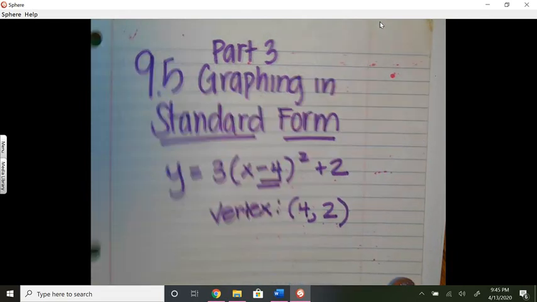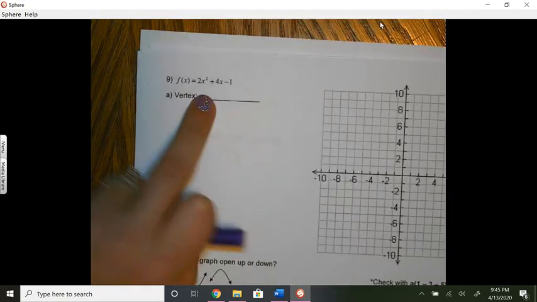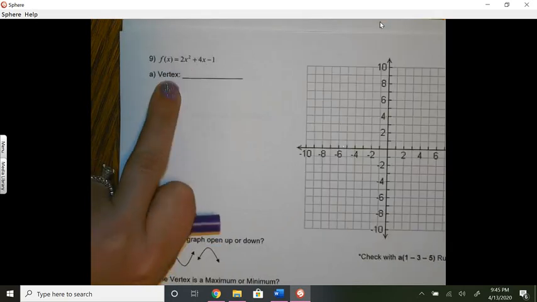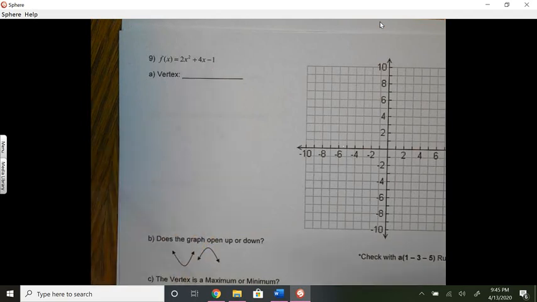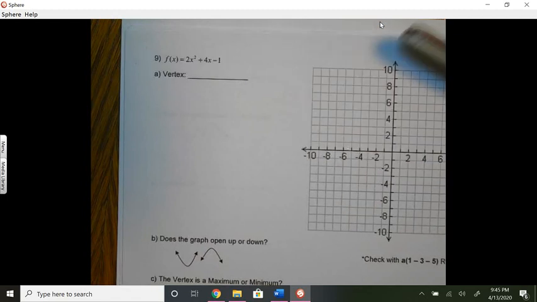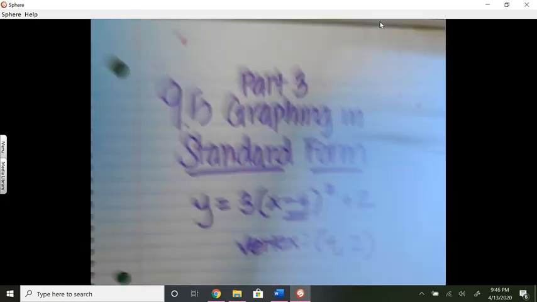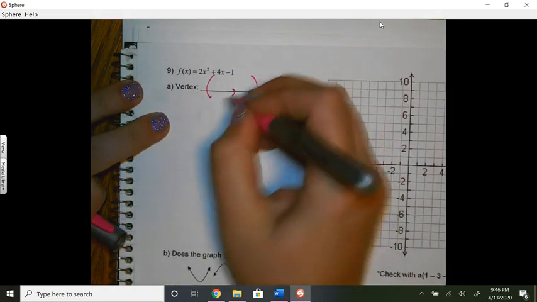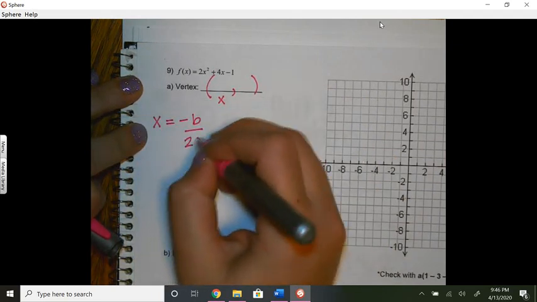However, if we take a look at our problem in our notes, that is not the form that we are given today. So if we want to find the vertex, we can't just look at it and know in 2 seconds. So to find the vertex here, we are going to need our vertex formula. The formula to find the vertex is negative b over 2a. So if I want to find my vertex x value, I have to do negative b over 2a.